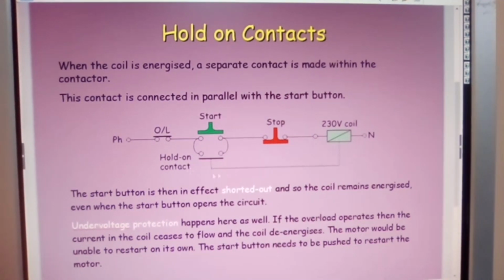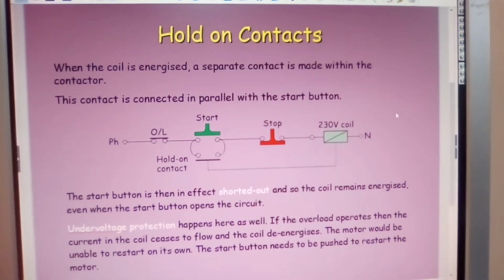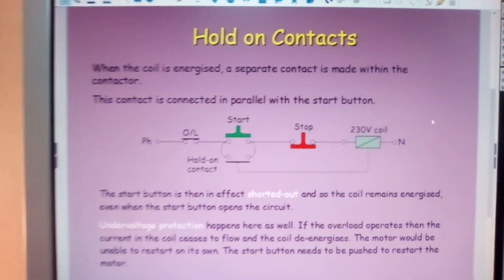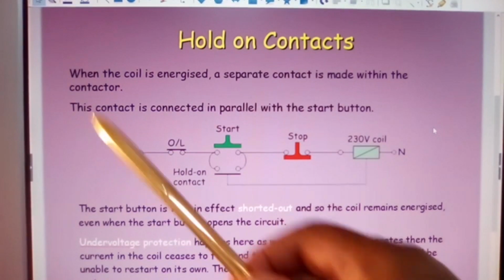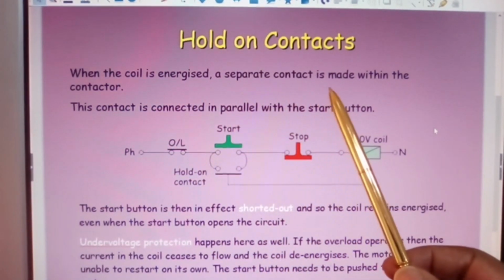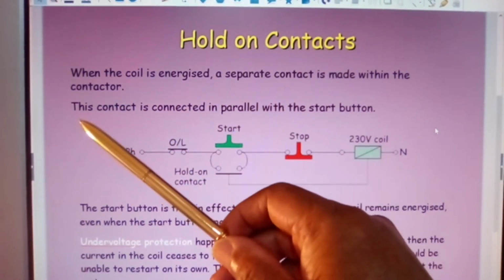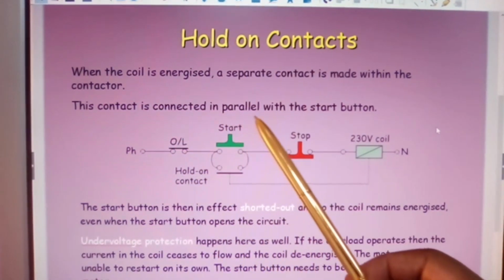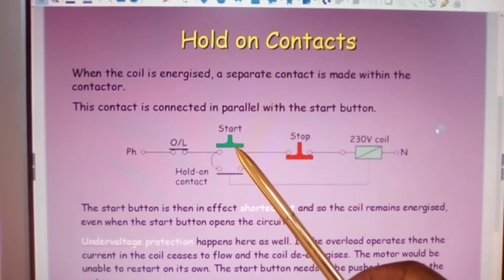Hold-on contacts. Now again here we're showing you stage by stage. When the coil is energized, a separate contact is made within the contactor. This contact is connected in parallel with the start button.